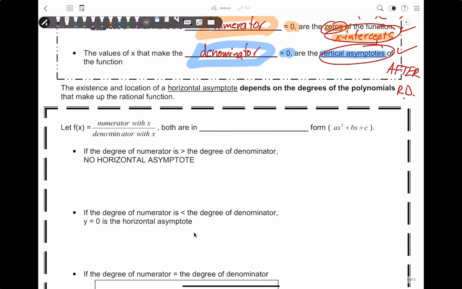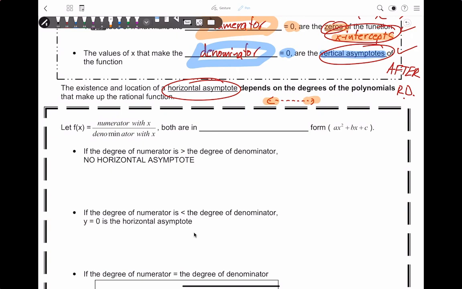So the existence and location of a horizontal asymptote. So the horizontal asymptote, remember, the horizontal line that the graph will approach, depends on the degrees of the polynomials that make up the rational function.